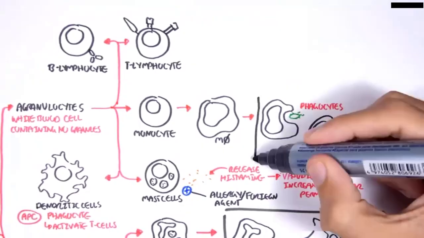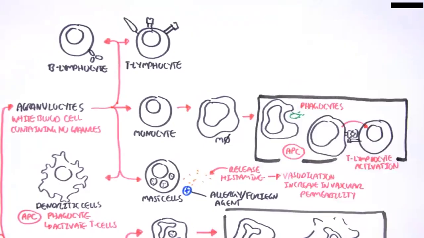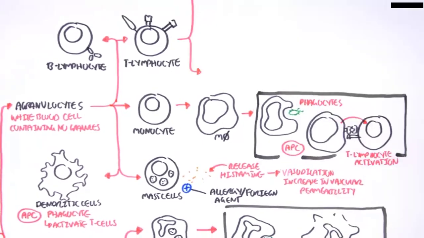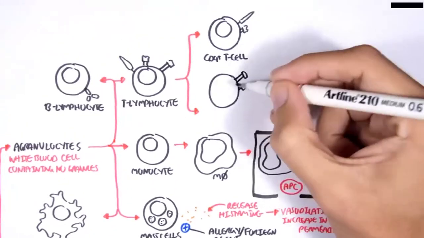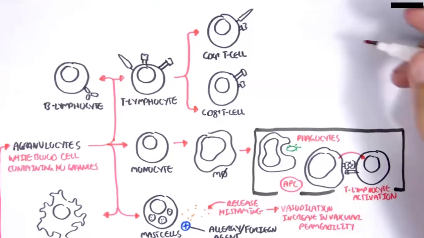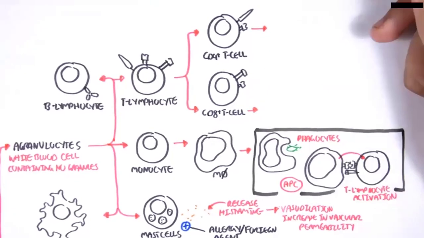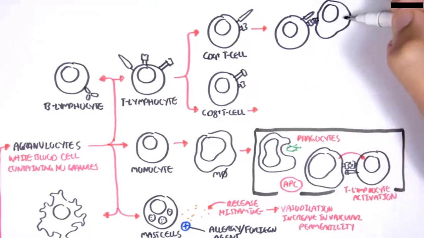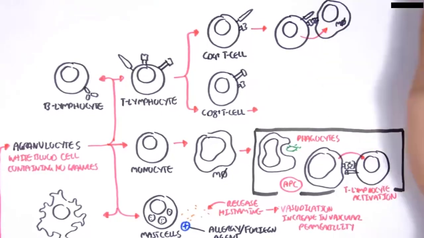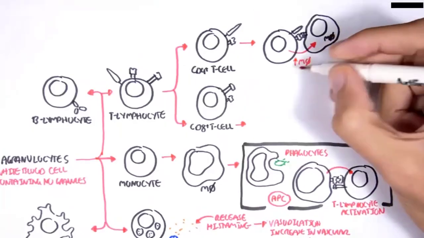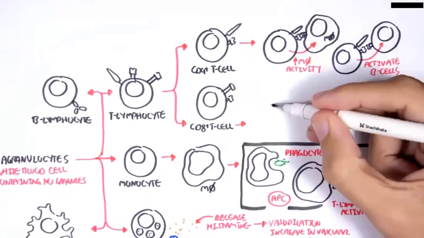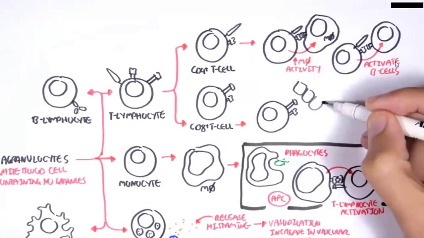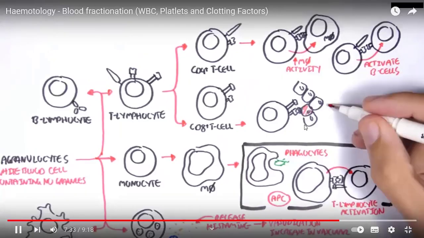So what are the T lymphocytes? T lymphocytes, or T cells, can be divided into two main types of cells. These are the CD4 T cell and the CD8 T cell. CD4 T cells are known as helper cells, and they essentially promote macrophage activity, as well as activate T cells. Now the CD8 T cells are known as the cytotoxic T cells, and their main function is to kill infected cells, tumor cells, or abnormal cells.